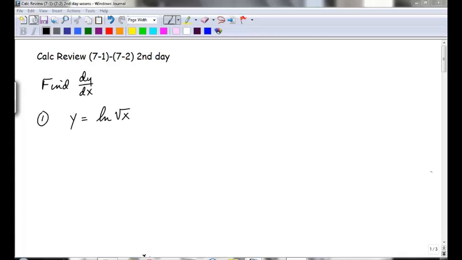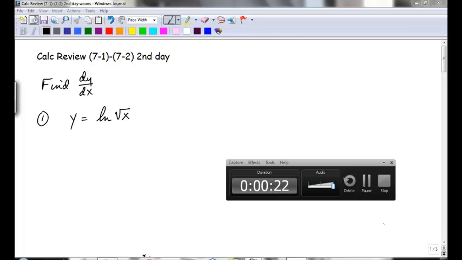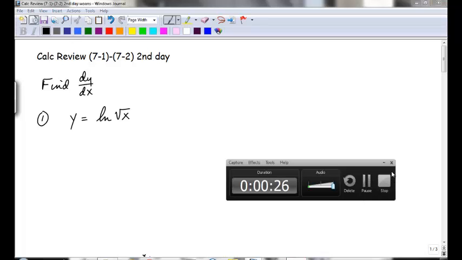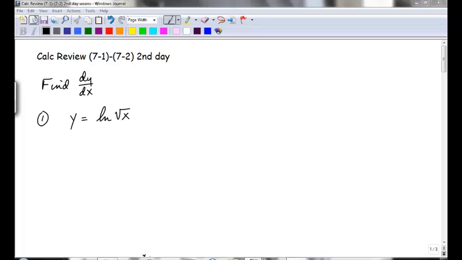Okay, first problem. Y equals the natural log of the square root of x. And this is a little bit different than what we did on the first day. The first day we were pretty much going exponential form to logarithmic form, back and forth. This one we're actually finding the derivative. Okay, check your answers.